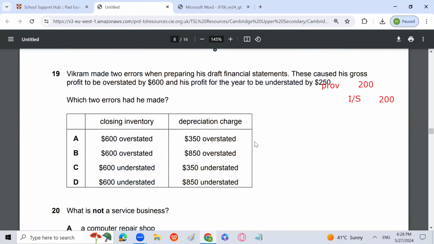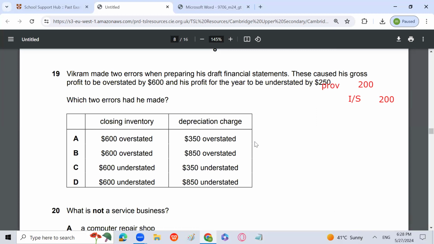Vikram made 2 errors when preparing his draft financial statement. These caused his gross profit to be overstated by 600 and his profit for the year to be understated by 250. Which 2 errors had he made? Because of the errors, his gross profit was overstated by 600.